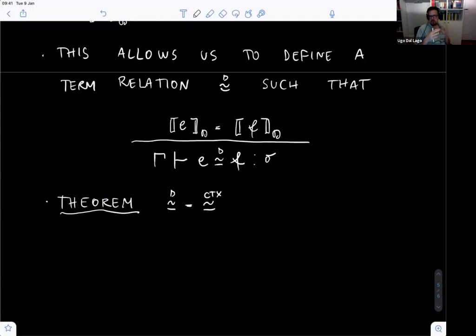On the other hand, denotational equality is by construction a congruence. In particular, it is compatible and it is an equivalence. So there is nothing deep about it, and this scales up very well to more complicated languages.